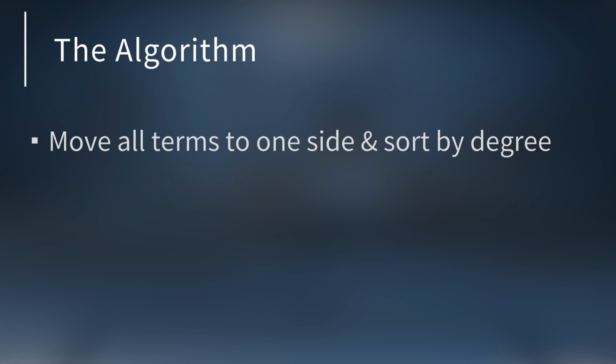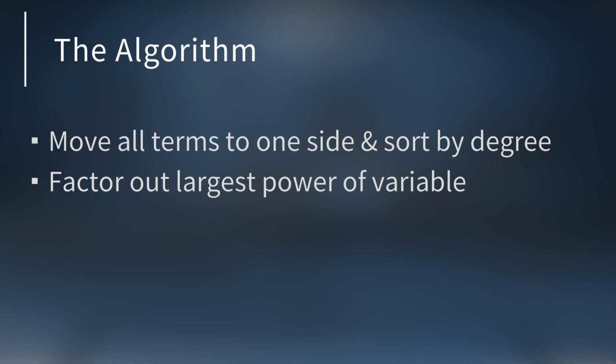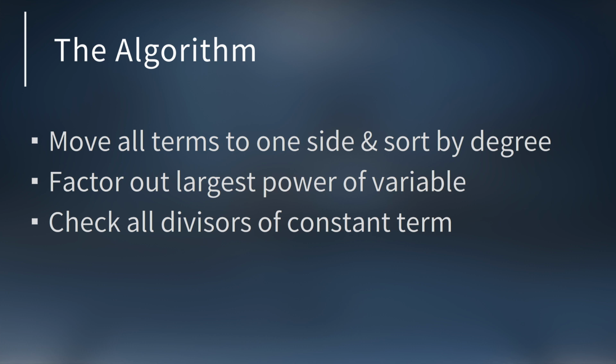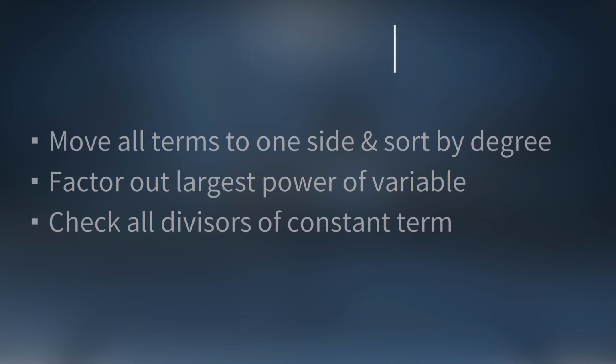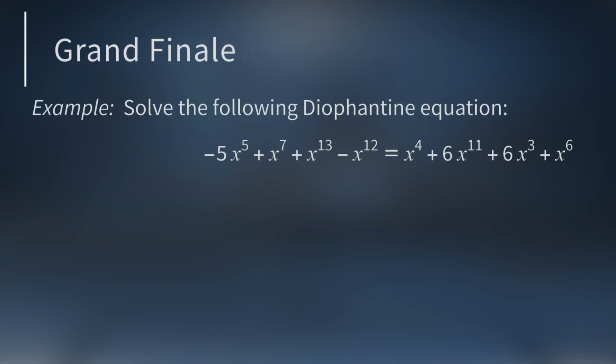We're now ready to outline the algorithm to find all integer solutions to a Diophantine equation that's a polynomial with a single variable and integer coefficients. Step 1. Get every term on one side and sort them by degree. Step 2. Factor out the largest power of the variable. Step 3. Check all the divisors of the constant term in the remaining factor. You're done.